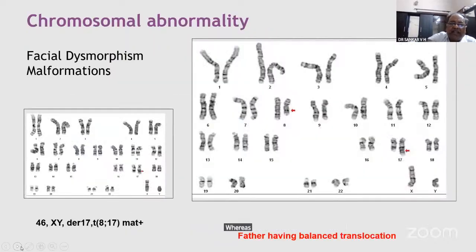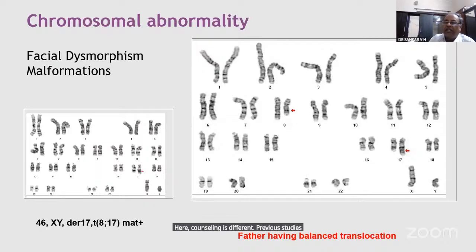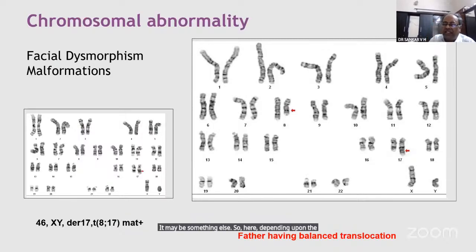Whereas here, it is facial dysmorphism and malformation. There is a derivative with extra material on the 17th chromosome in the baby. When we did the parental chromosomes, the father has a translocation. So there is recurrence risk. It is a chromosomal abnormality where the parent is a balanced translocation carrier. Here counseling is different. The previous child had an autosomal recessive disorder; next time it may be a mitochondrial disorder, it may be something else. So here, depending upon the etiology, counseling will be totally different.